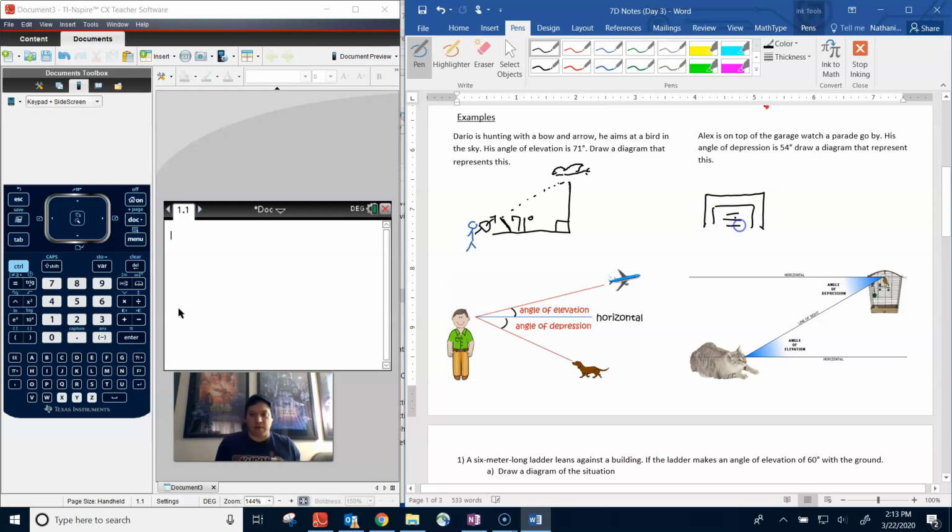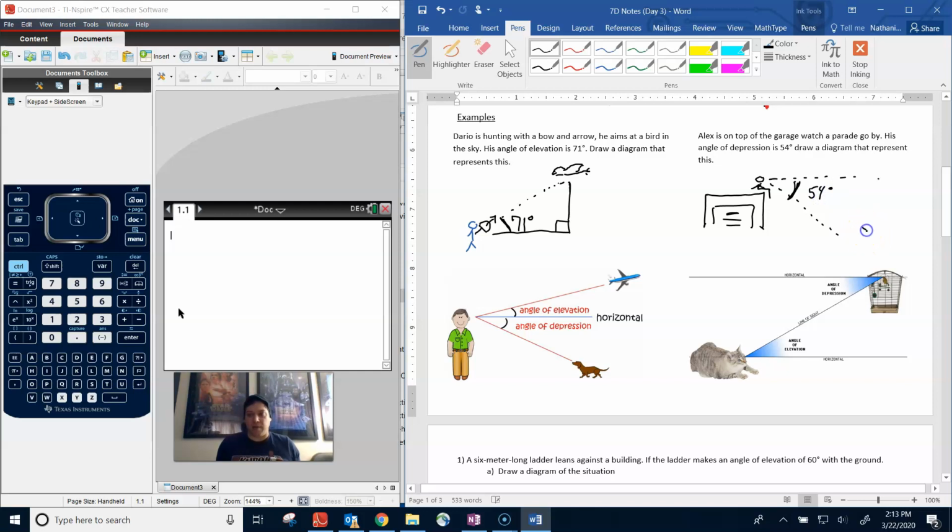Usually doors kind of have something like that. It's a door. It's a garage. Just deal with it. So here's Alex. He's just chilling, hanging out. Now, he has an angle of depression. Remember, you have to kind of look forward like this and then down to find your angle of depression. So this would be the angle of depression, which would be 54 degrees.